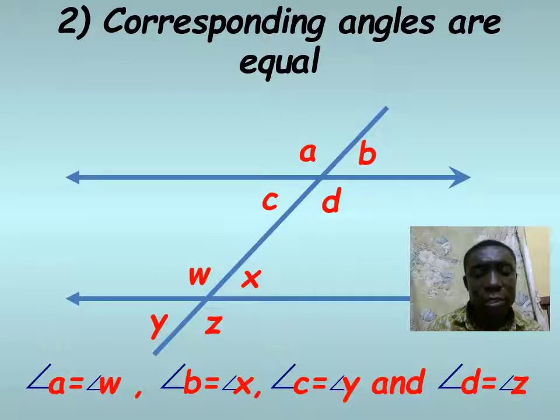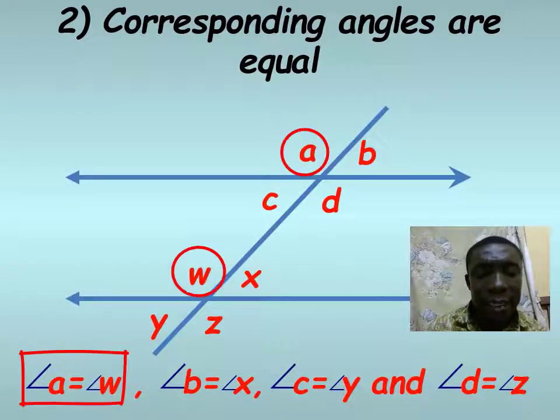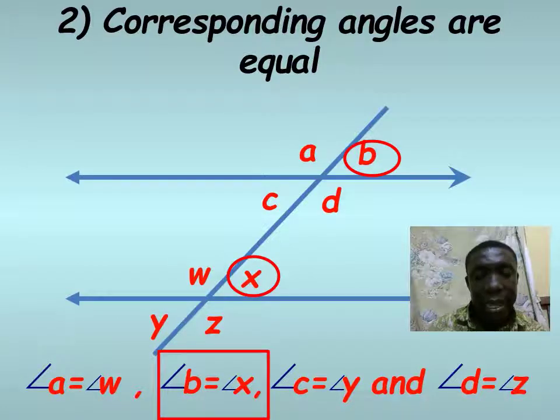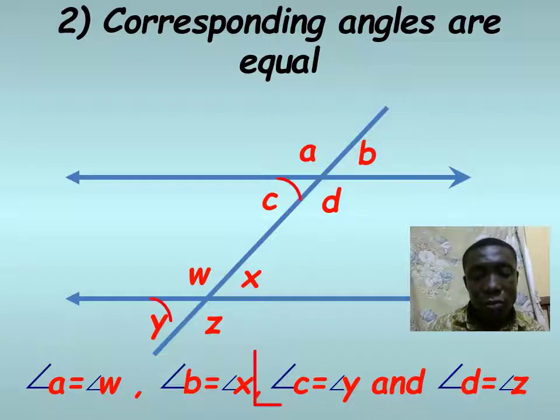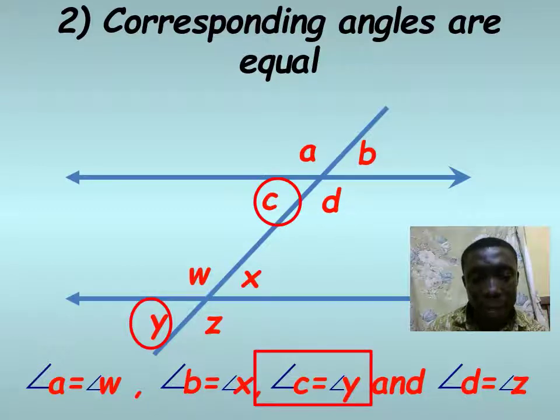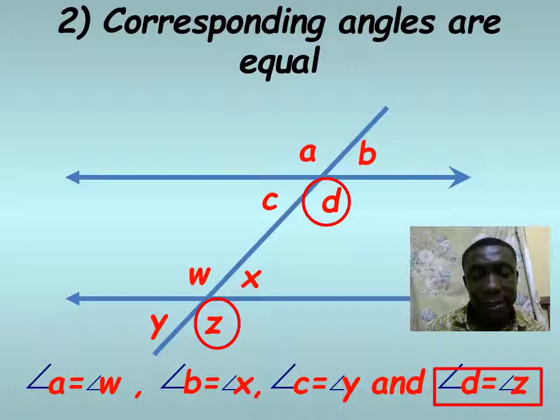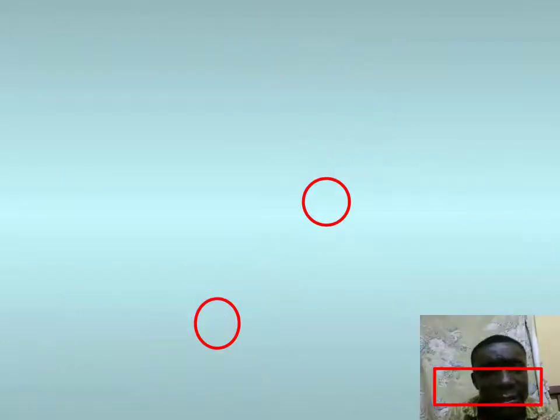Using the corresponding angle property, we can say angle A equals angle W. Then angle B equals angle X. Angle C equals angle Y. Then angle D equals angle Z. They all constitute corresponding angles.